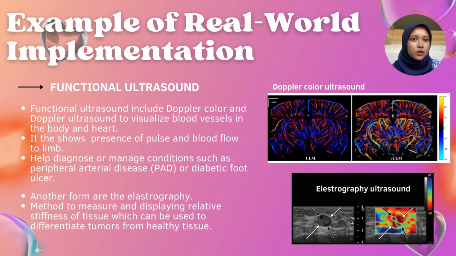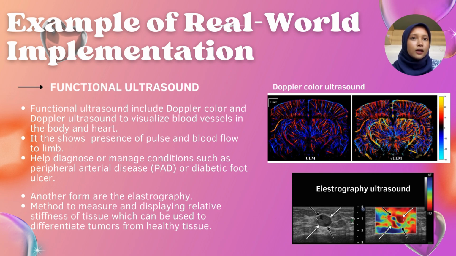Next, for functional ultrasound. Functional ultrasound includes Doppler color and Doppler ultrasound to visualize blood vessels in the body or heart. It shows whether the pulse is present and whether there is blood flow to a limb. It helps to diagnose or manage a condition such as peripheral arterial disease, PAD, or diabetic foot ulcer.